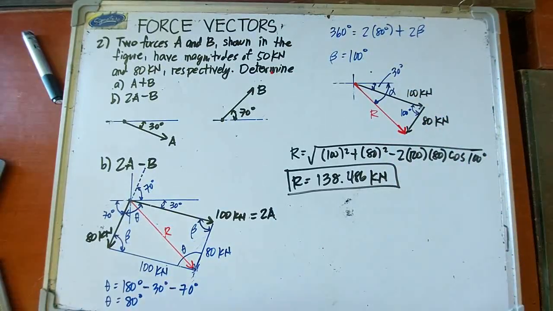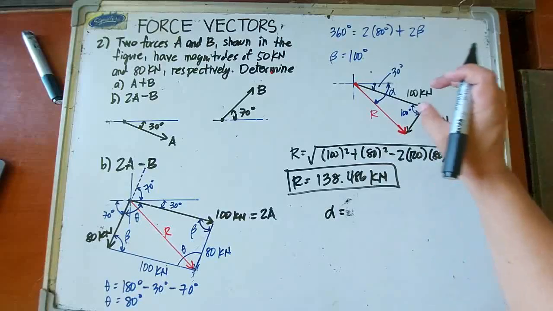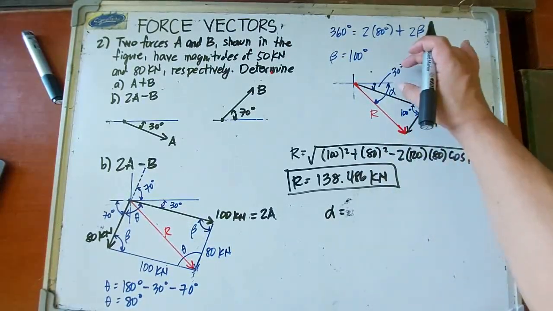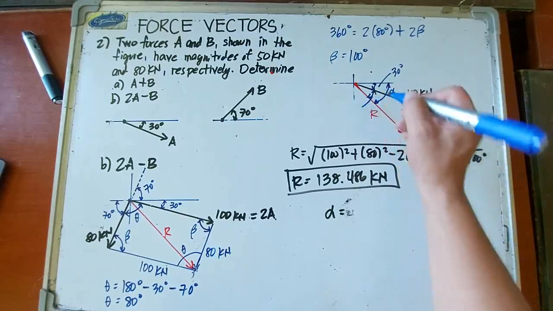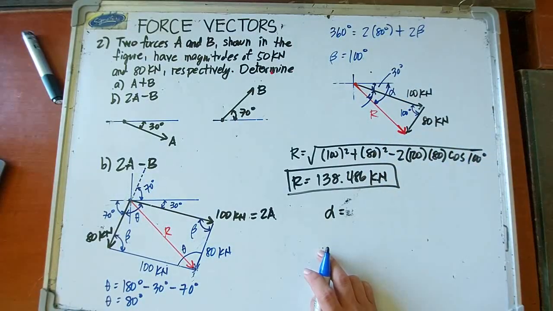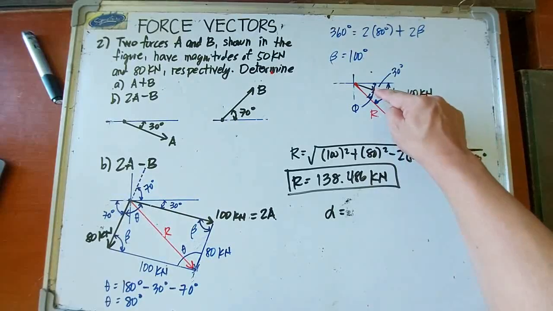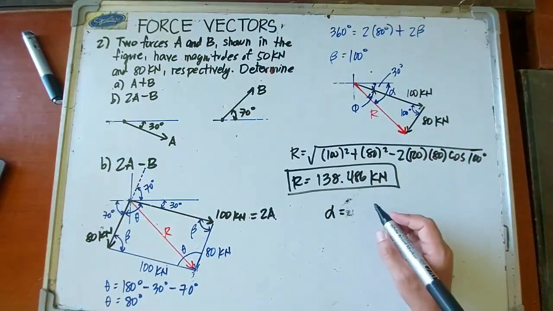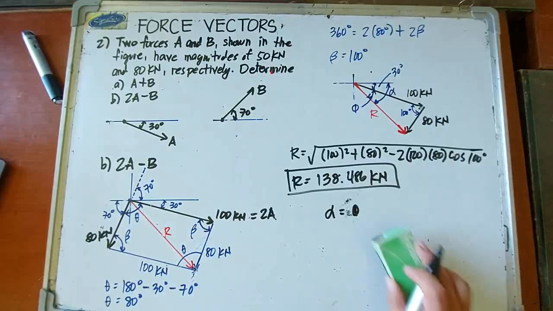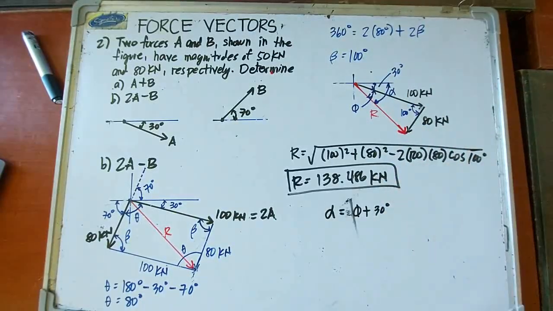So alpha is equal to this angle, itong angle na to, plus yung 30 degrees. So let's say this is, I've used alpha, beta, angle phi. So if this angle is angle phi, then alpha is equal to phi plus 30 degrees. But how do we solve for angle phi? So we need to solve first for angle phi.